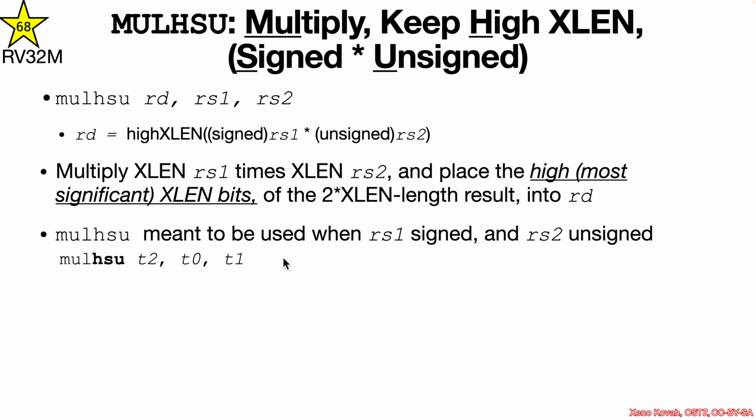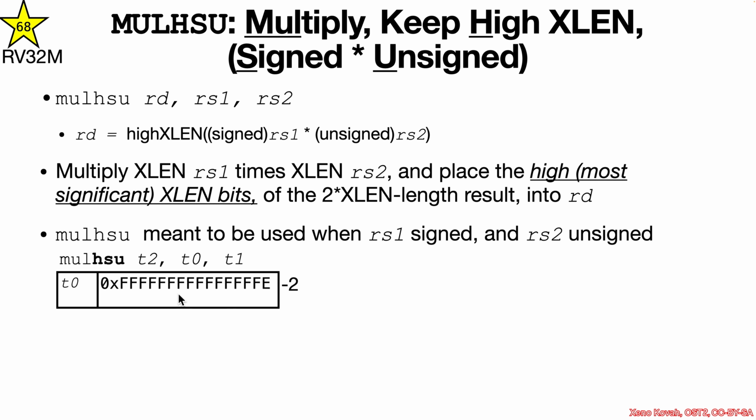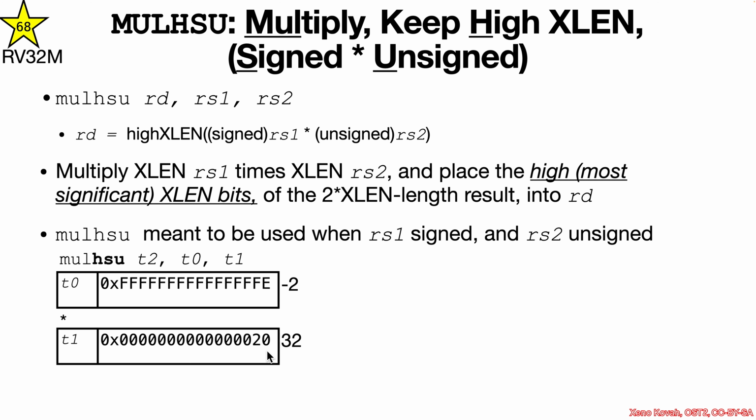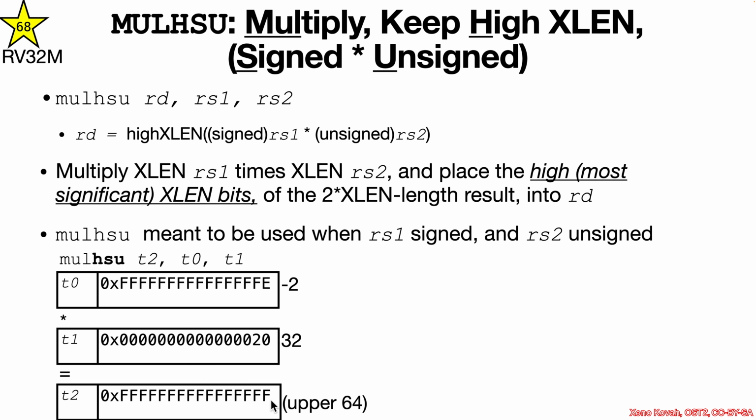So now a little more creative example than I used previously. Let's assume that we have T0 in a MulHSU of -2. So we said the first argument, RS1, is supposed to be treated as signed. So that will not be the big positive value. That will be the -2. We're going to multiply that by hex 20, which is decimal 32. And for that, the upper bits will all be all Fs, or all binary ones.